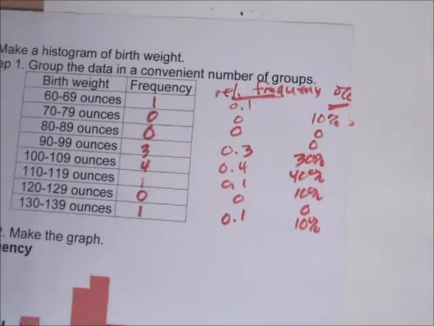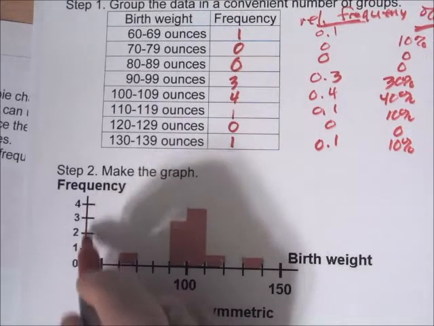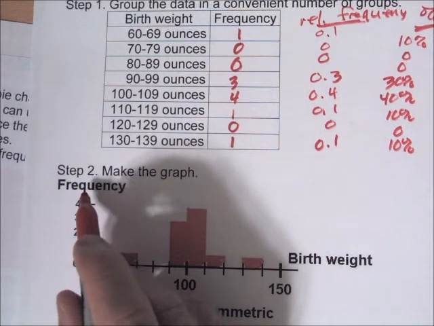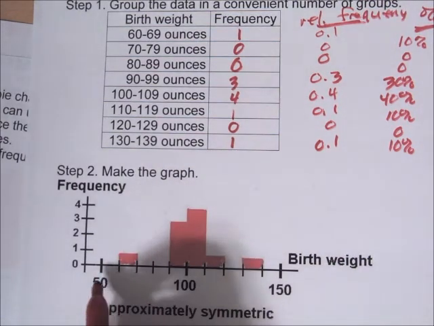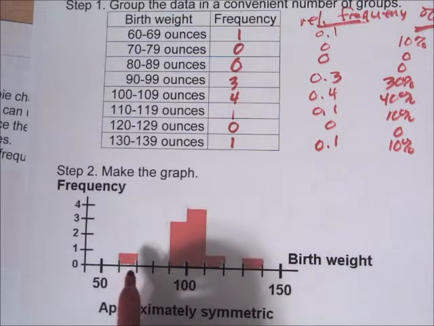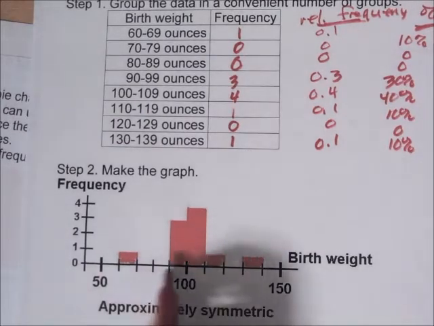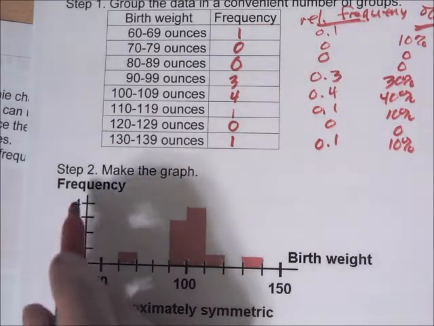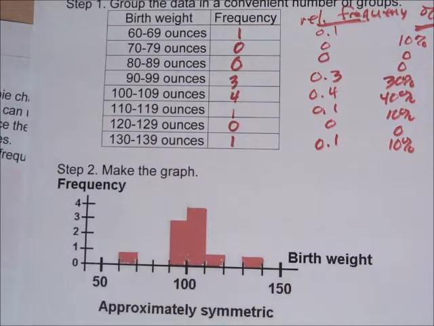So when you make your scale here, you can use frequency or relative frequency or percent. And then the other scale would be for the values of the variable. Usually for a bar graph, the variable will be the horizontal scale and the frequency will be the vertical scale. But it doesn't have to be that way. You can switch them if you want.